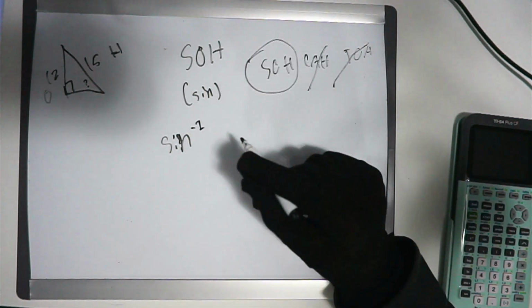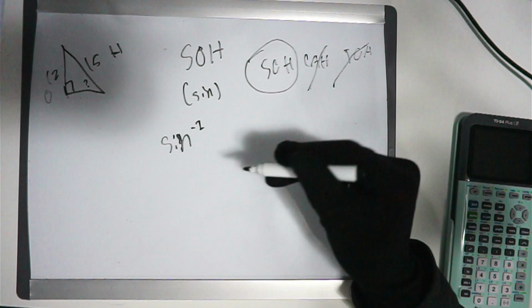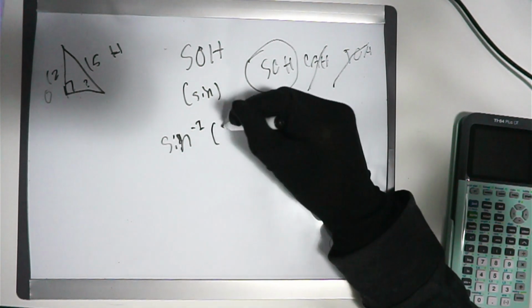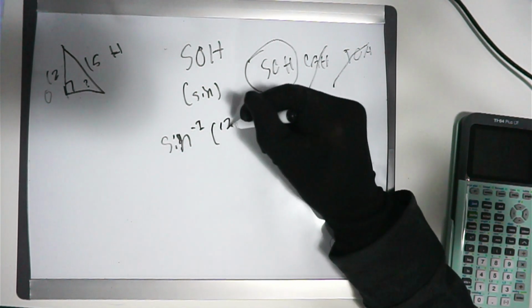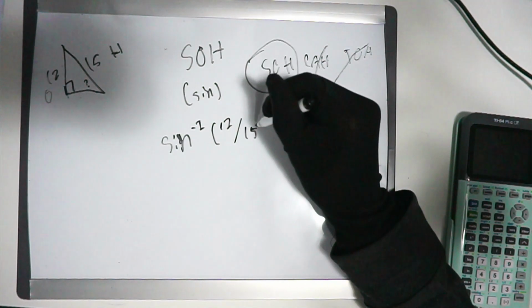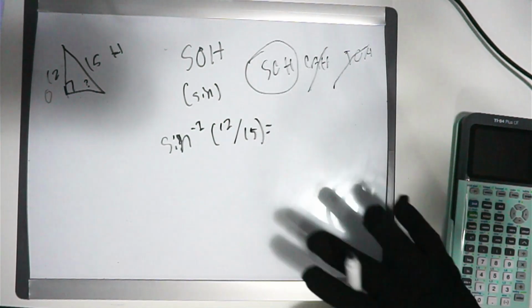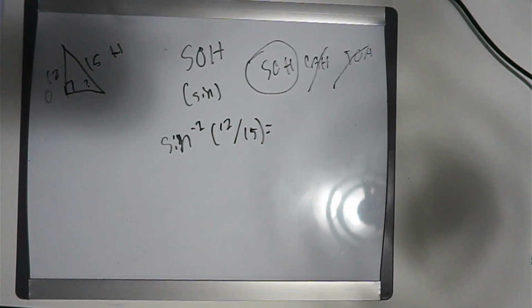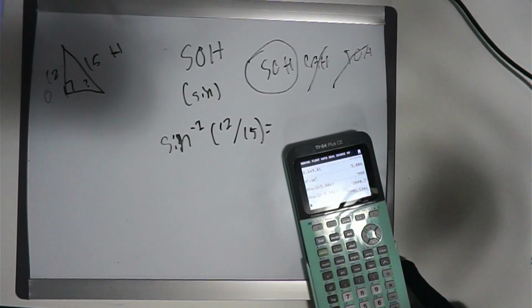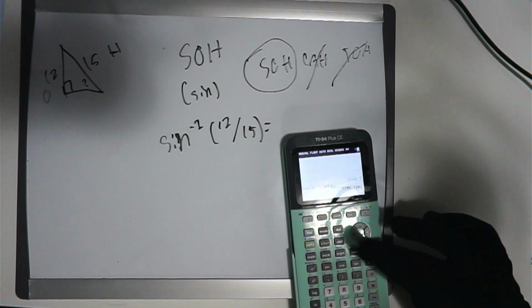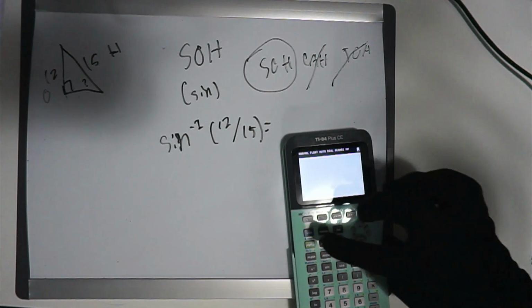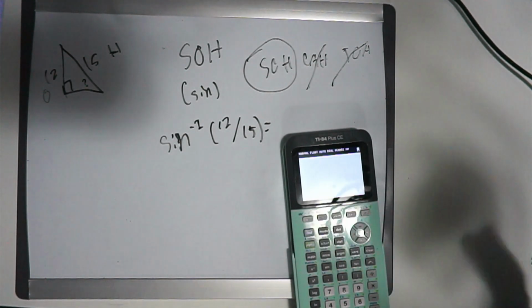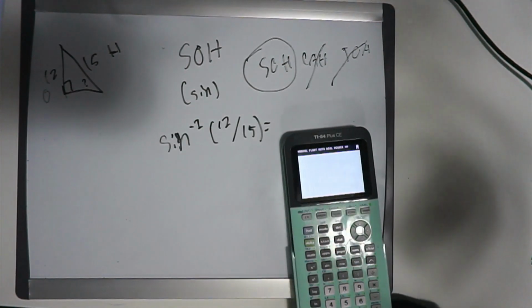So now that we know what we need to use, we go sine minus 1, and then automatically make a bracket on your calculator, 12 over 15. I'm going to be rounding to the nearest tenth here. Let's reset that. So it is sine minus 1. Also, to get to minus 1, I'm going to bring this closer to the camera.